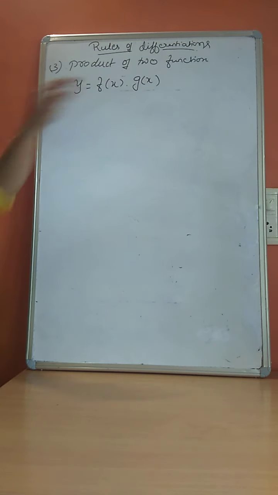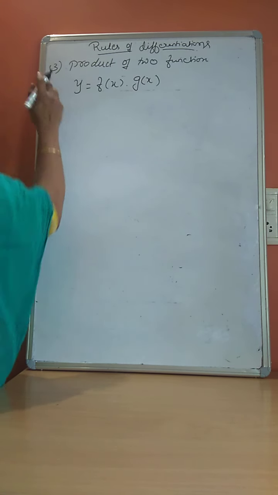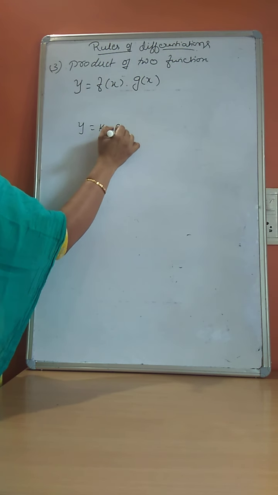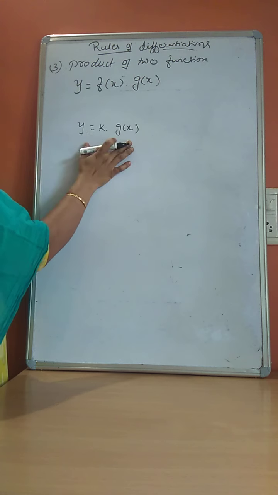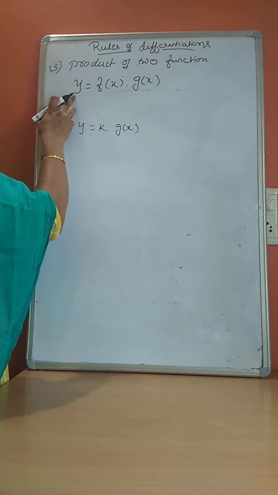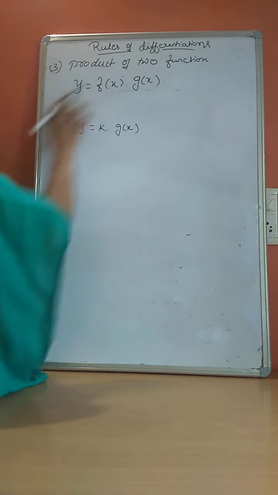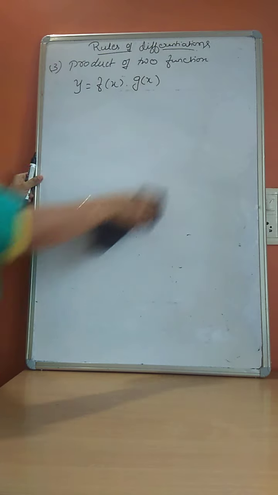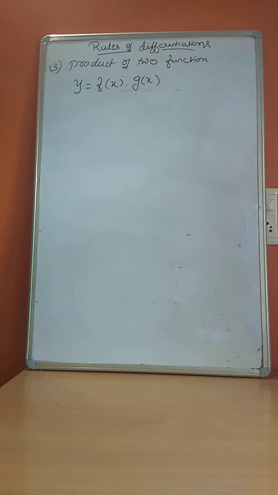Don't confuse the first rule and the third rule. In the first rule, y is equal to constant into function. What is the third rule? Product of two functions, y is equal to f of x into g of x.